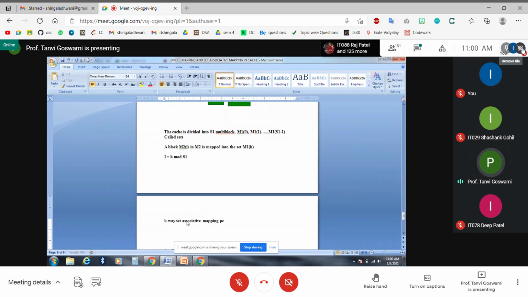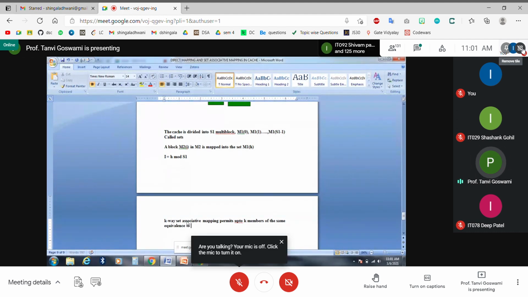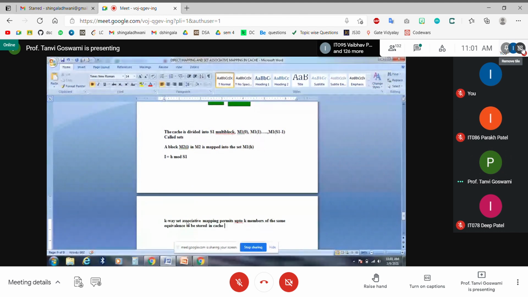Okay, which permits up to k members of the same equivalence class to be stored in cache simultaneously, which is not possible in direct mapping.